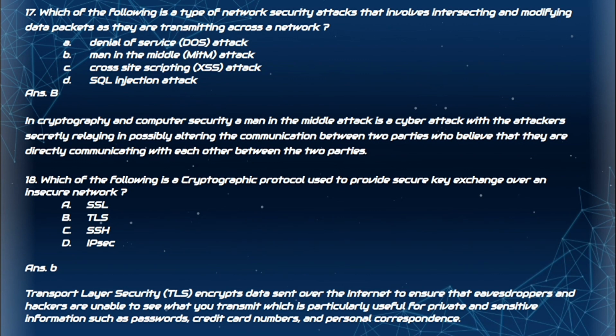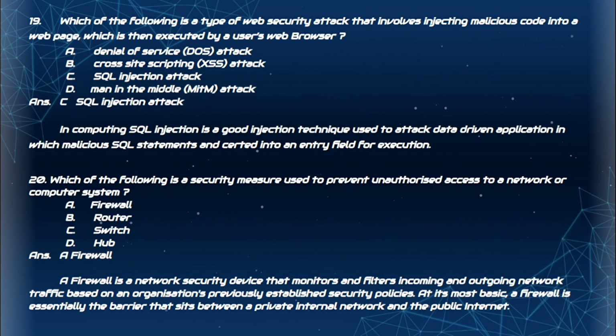Question number 18. Which of the following is a cryptographic protocol used to provide secure key exchange over an insecure network? So the answer is option B, TLS. Transport Layer Security, or TLS, encrypts data sent over the internet to ensure that eavesdroppers and hackers are unable to see what is transmitted, which is particularly useful for private and sensitive information such as passwords, credit card numbers, and personal correspondence.